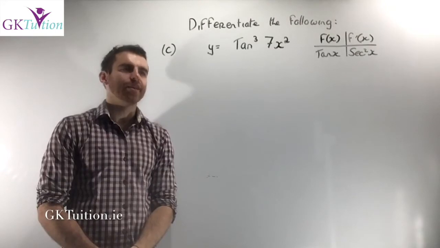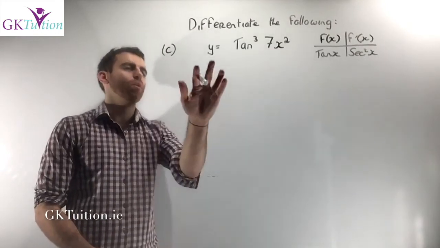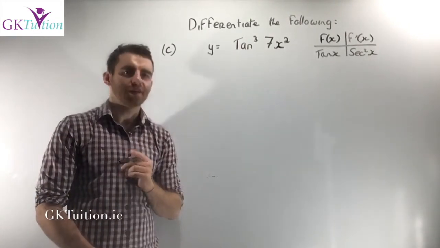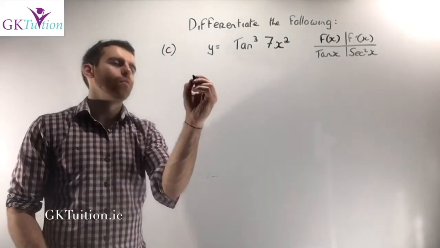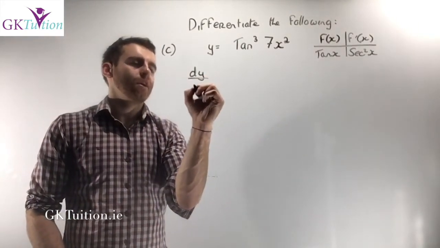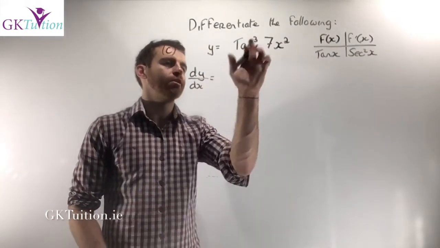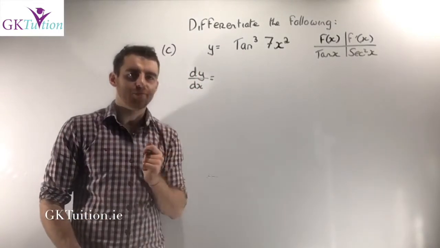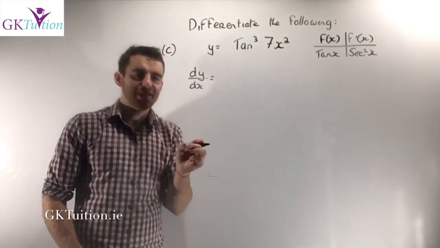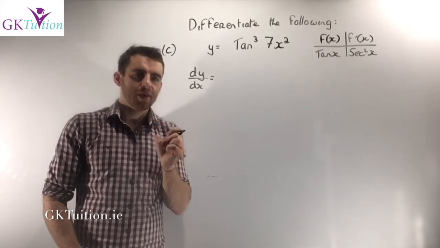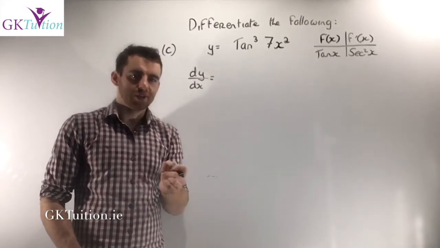In part C here, I asked you to differentiate y equals tan cubed 7x squared. The derivative of y is dy/dx. And you should recognize that this is trig to a power. It's tan to the power of 3, which means, again, it's PTA. We first deal with the power, then we deal with the trig, then we deal with the algebra.